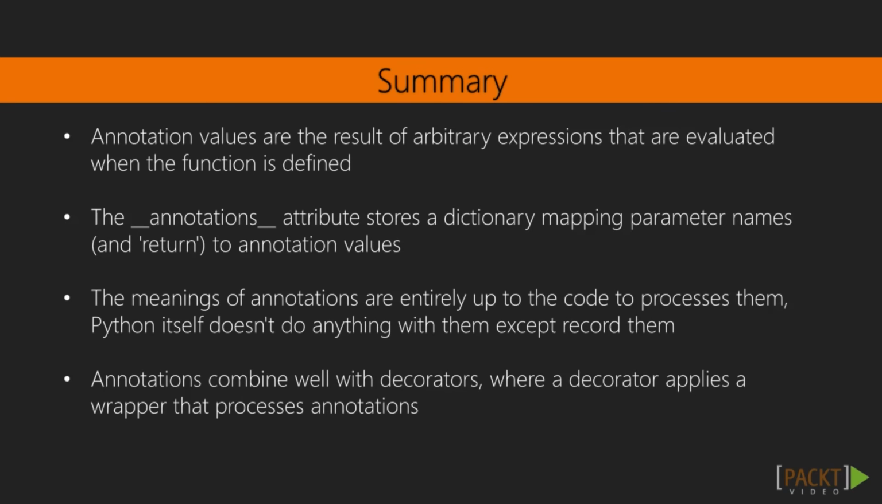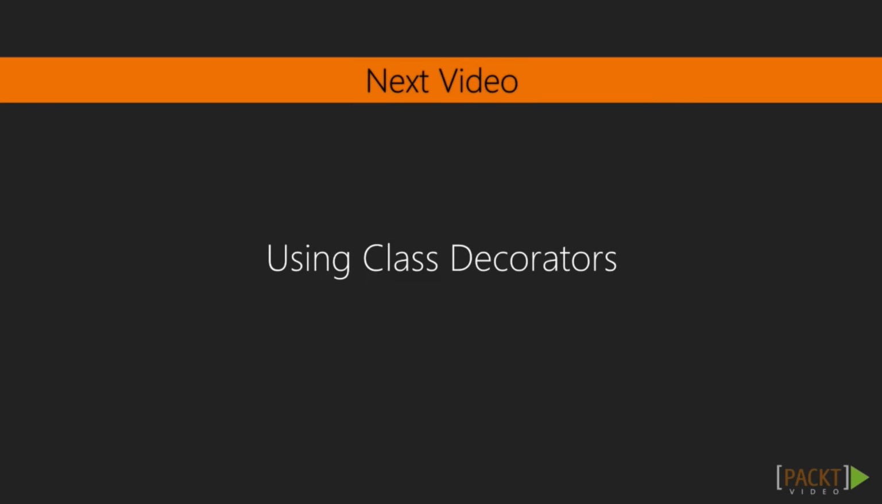Annotation values are the result of arbitrary expressions that are evaluated when the function is defined. The double underbar annotations attribute stores a dictionary mapping parameter names, and the word return, which is not a valid parameter name and therefore won't overlap with anything, to annotation values. The meanings of the annotations are entirely up to the code that processes them. Python itself doesn't do anything with them except to store them. Annotations combine well with decorators, where a decorator applies a wrapper that processes annotations. And that's it for the video on function annotations. Next, we're going to look at class decorators.